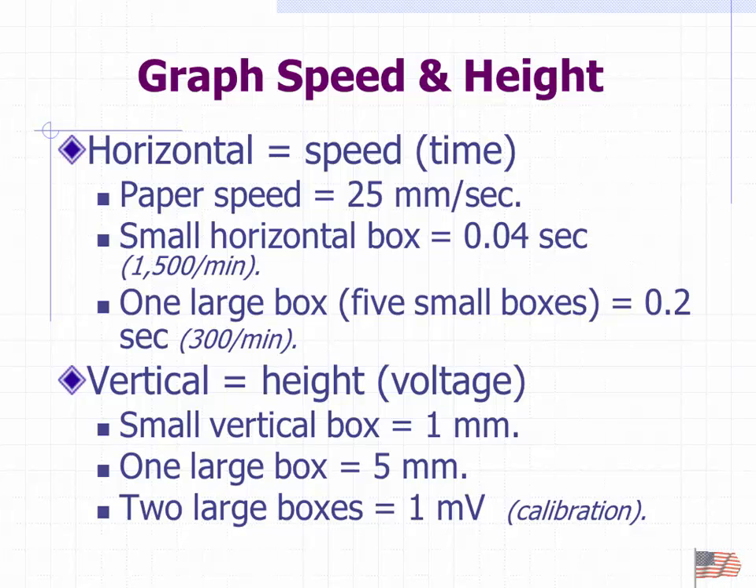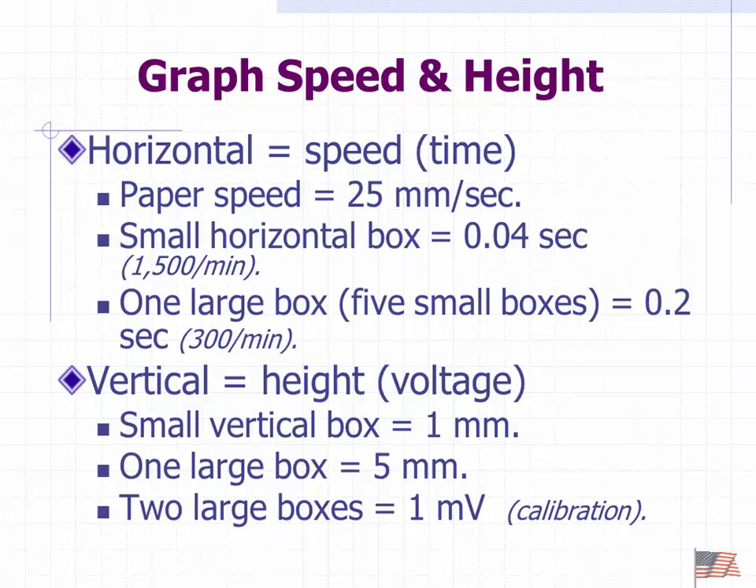Just some information, just so you know, the speed of the paper is 25 millimeters per second. We're going to use that because we need to find out the duration of each of the little things like the P wave, PR interval, QRS complex, etc. What you really need to know, though, is that this is a series of boxes. The small boxes are 0.04 seconds. The large boxes are 0.2 seconds. Obviously, there's 5 small boxes for every one large box.